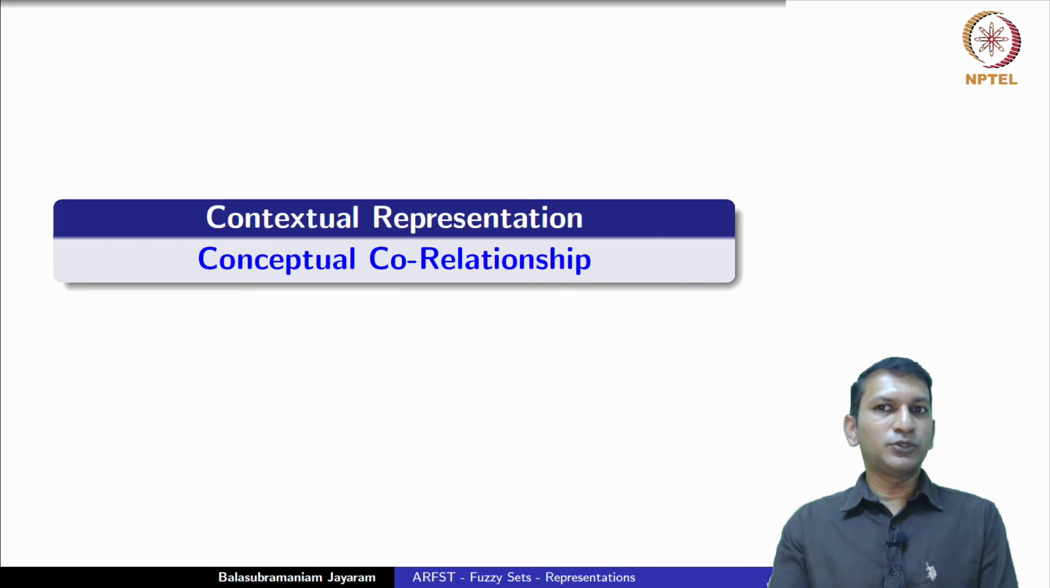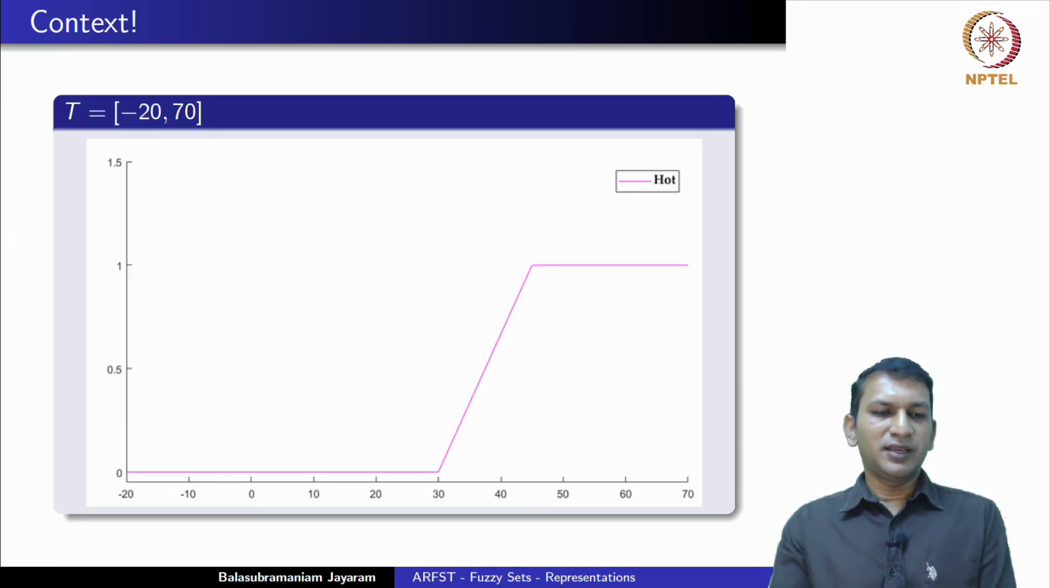At times we should also be aware of the correlations that can exist between the different concepts. Now let's look at this. The domain is between -20 and 70, and as we have seen, when we talk about hot, let's interpret it as we are talking about the hotness of the weather. We have seen that this is the fuzzy set representation that we perhaps might want to have.